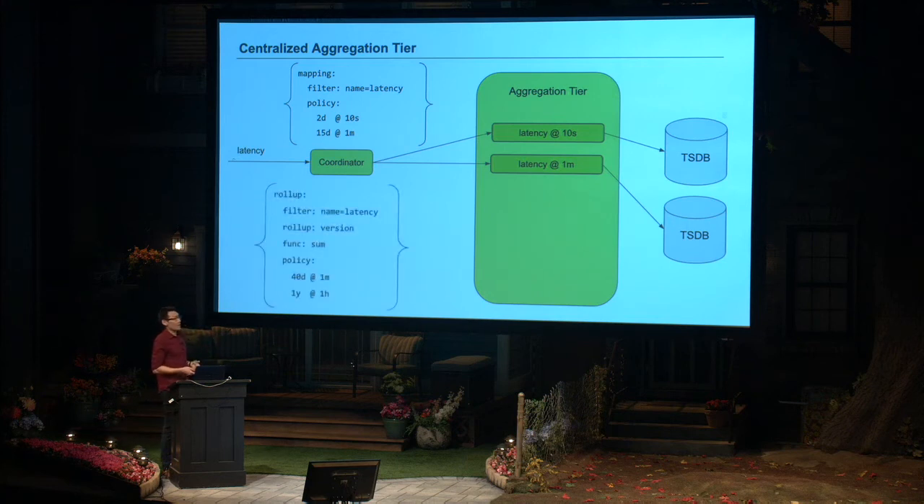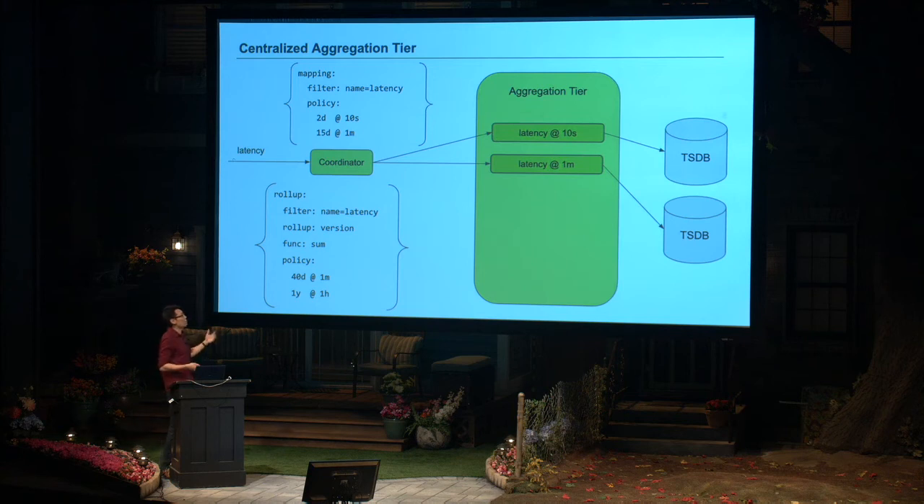Similarly, we can also do this for aggregates. We have another type of policy, called a roll-up policy, where we perform our aggregates. It looks similar to the mapping policy. You have a filter, so you can apply it to a subset of your metrics, and it's fairly dynamic. You also have a bunch of tags that you can roll up by.